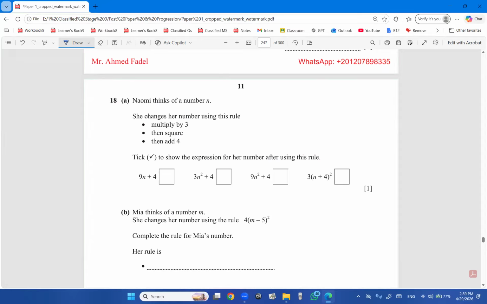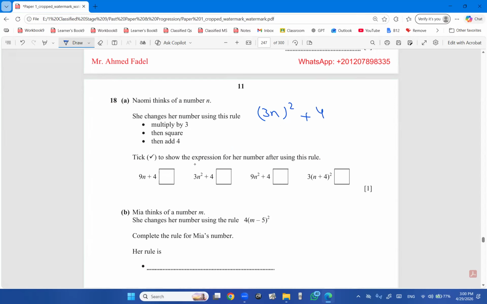Naomi thinks of a number. She changes her number using this rule. Multiply by 3, then square, then add 4. Let's do it before we look at the choices. So multiplying by 3 gives me 3n. Then square, both of them get squared. Then add 4.